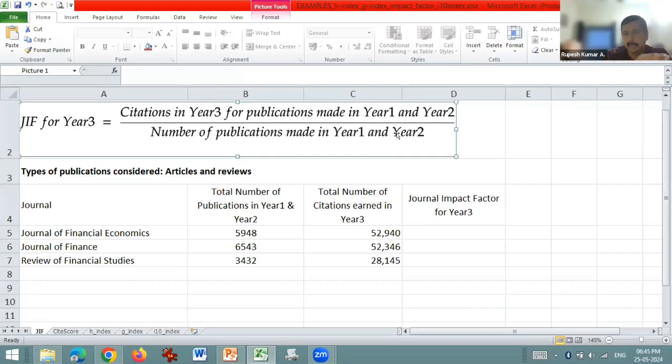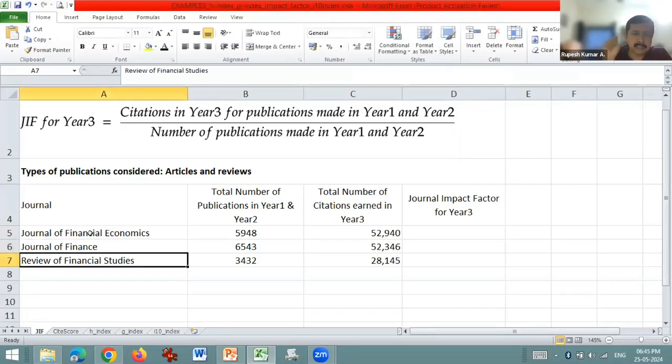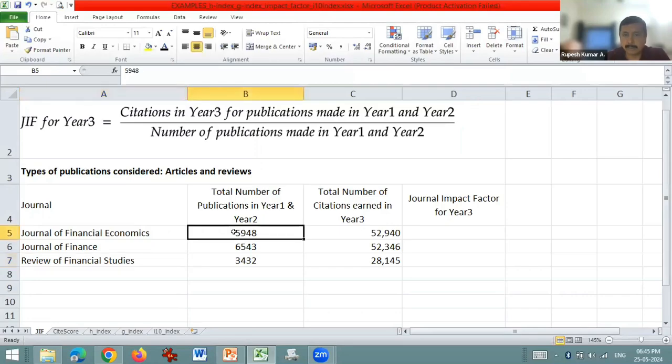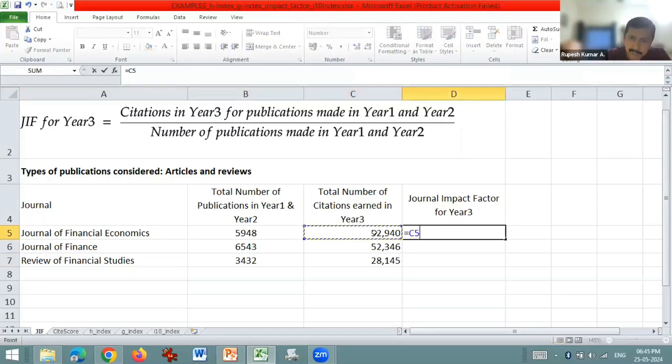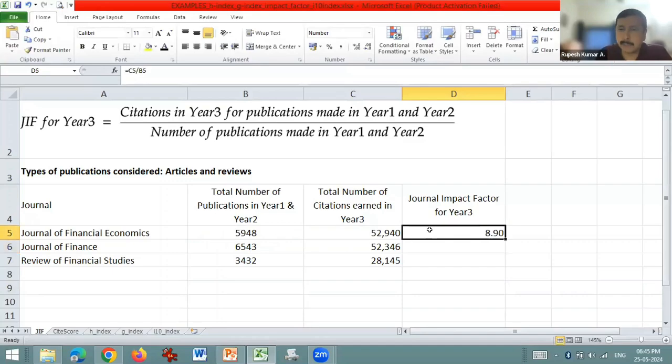Let us see a practical example. So I have considered 3 journals in the field of finance, in the field of economics. And I have the data with me on the total number of publications made by these 3 journals in year 1 and year 2. Consider them as 2021 and 2022. And the total number of citations earned in the year 2023. Now, we calculate the journal impact factor by dividing the number of citations earned in year 3 by the number of publications made by the journal, meaning the number of articles published by this journal during 2021 and 2022. So that is the journal impact factor of Journal of Financial Economics for the year 2023.